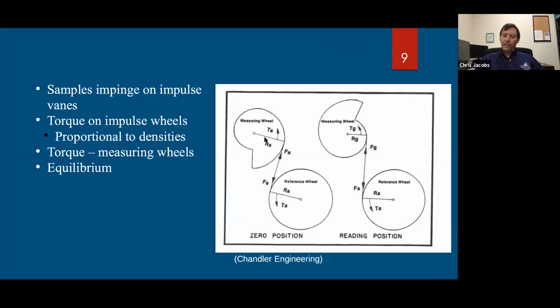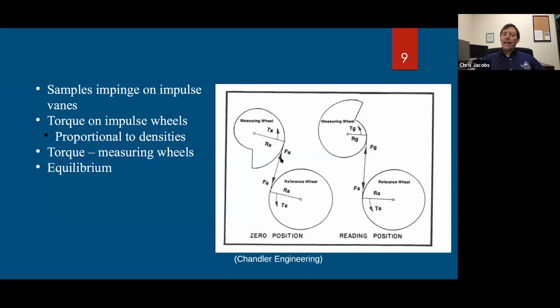As the impulse wheel is turning, it is generating a torque on this measuring wheel. The impulse shaft on the lower chamber is generating a torque on the reference wheel. When we are using air, we should have the same torques because it is the same material. Remember, torque is force times the perpendicular length. In order for the torques to be the same, this RA is the same as this RA, and FA is equal to FA. They are now in static equilibrium. They are balanced.